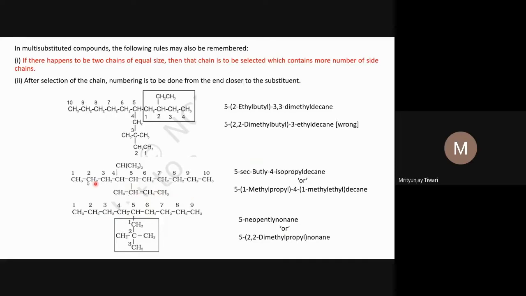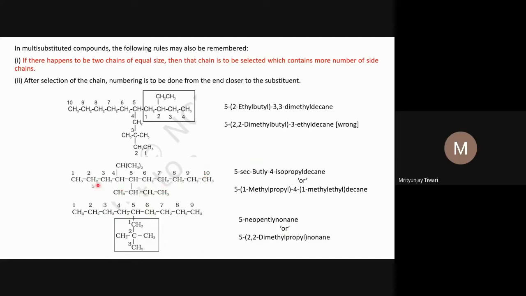But to do that, we first have to find the longest carbon chain, and the longest carbon chain we will get in this direction. Up to 10 carbon atoms are there in the longest possible chain. If you go from here, 5, 6, 7, 8, this will be only 8 carbon atoms. So this cannot be part of the parent chain. So this is the parent chain.